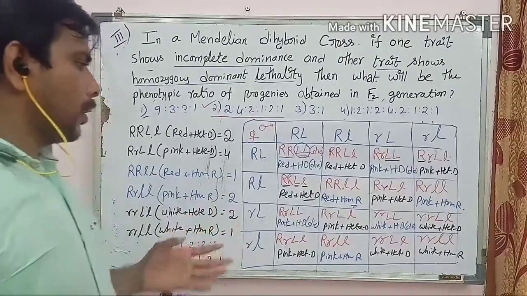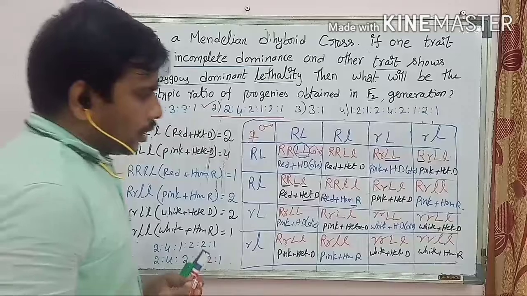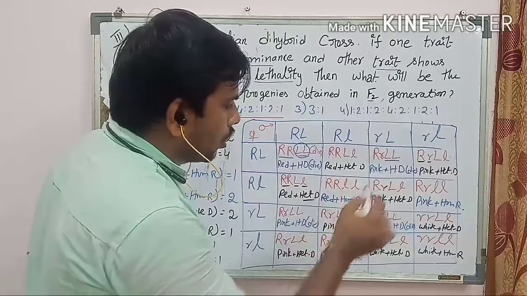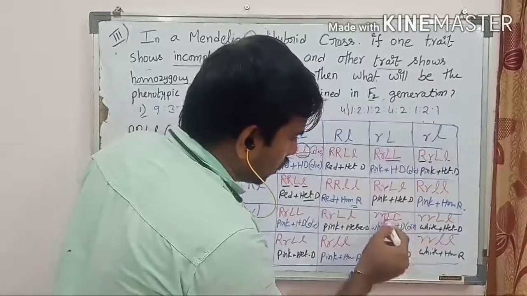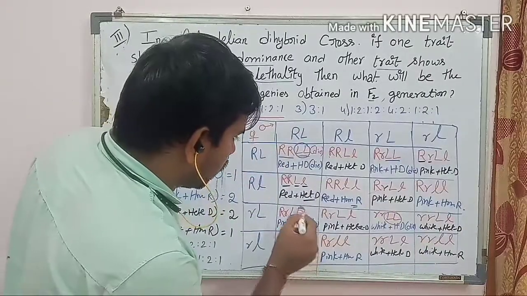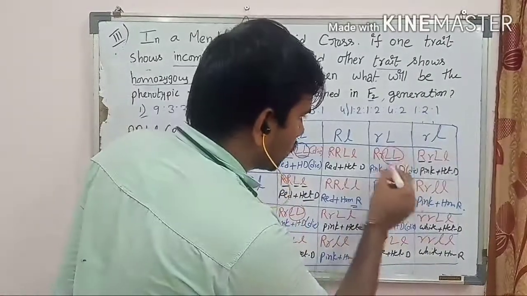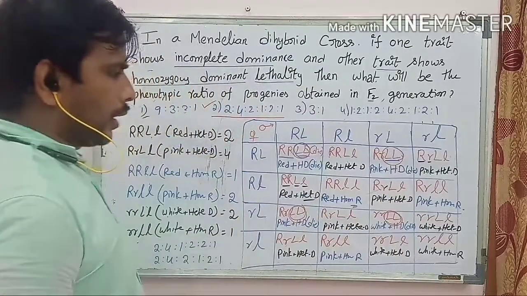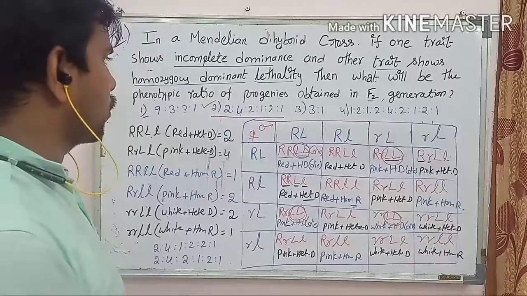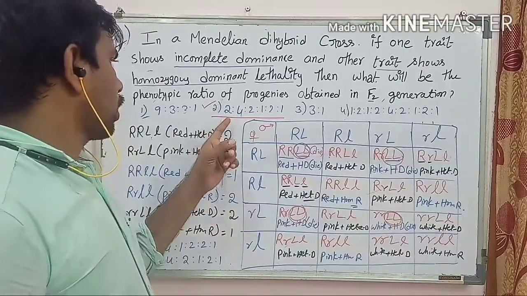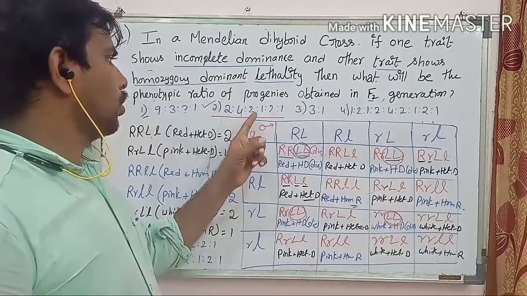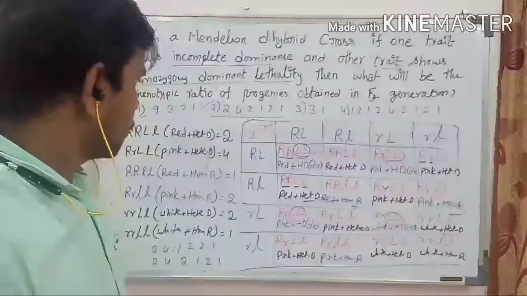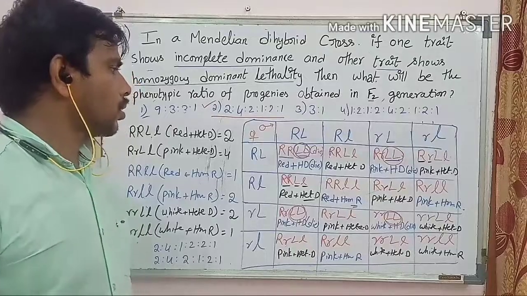Once you see here, these 4, wherever we are getting homozygous dominant, all 4 will be valid. This and this and this. These 4 will be dying, and from the remaining 12 we will get the different types of phenotypes. Now the ratio 2:4:2:1:1:2 and 1. Option 2 is the right answer in this question.